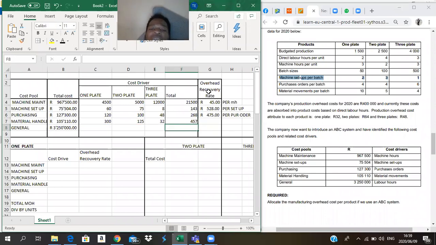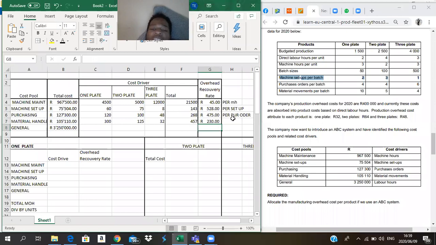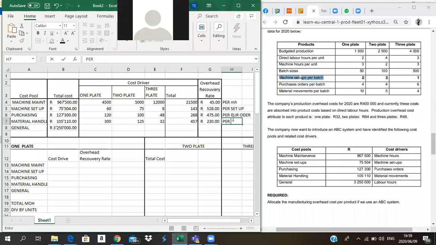Then now to get my overhead recovery rate, I'm gonna take my cost here of 105,110, divide by my total of my cost driver there, which will give me the 105 there, divide by the 457 there, giving an amount of 230. This is per movement. Thapelo. Hello. You're moving too fast. The 32.